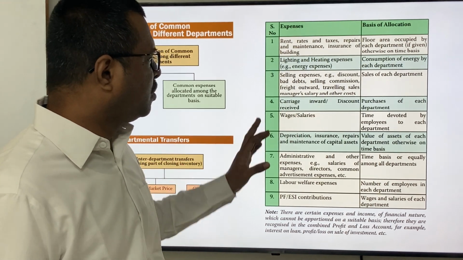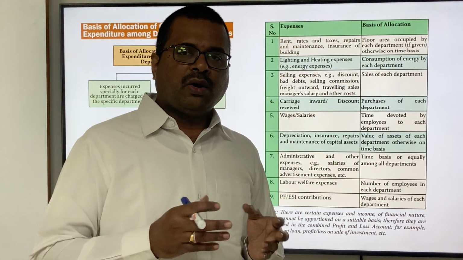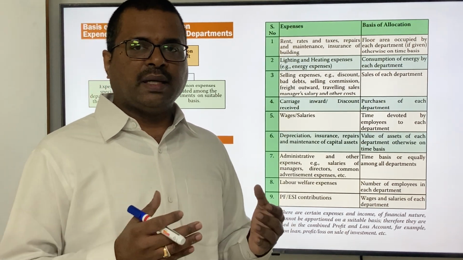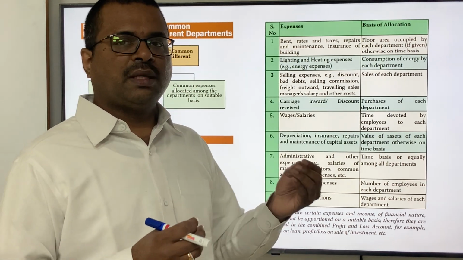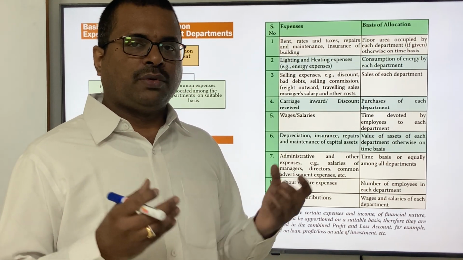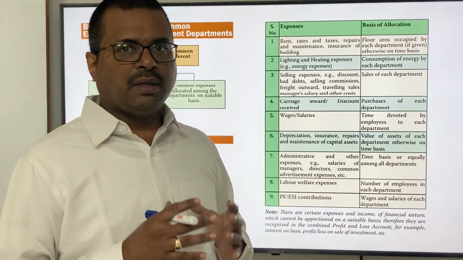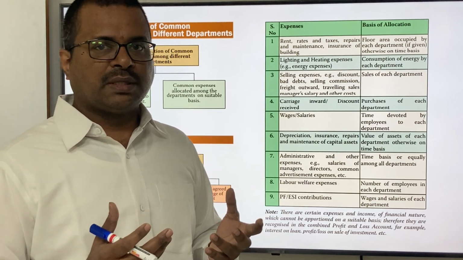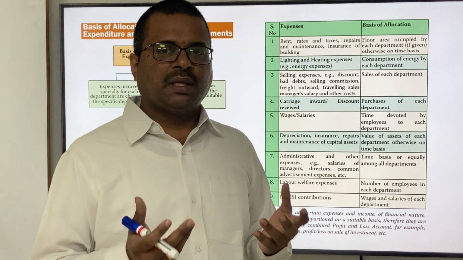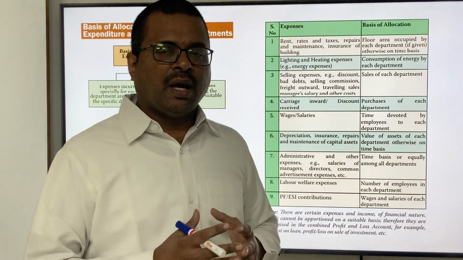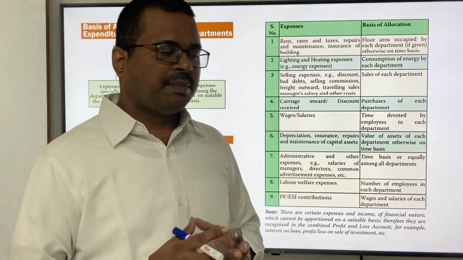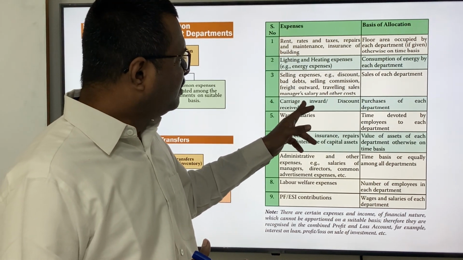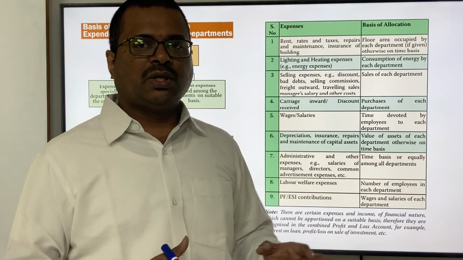Next, carriage inward and discount received. Suppose an organization is procuring material from one vendor. That vendor sends the goods together to the business, and those goods are being used among various departments. Then the cost of that particular carriage has to be allocated to various departments. So that is based on the purchases. Because this is related to purchases, you divide the cost on the basis of purchases.